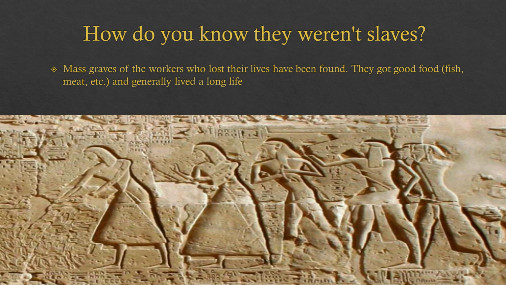How do we know that they weren't slaves? Well, we have found mass graves of the workers who lost their lives, and they received really good food such as fish, shellfish, meat, and so on, and they generally lived a long life.